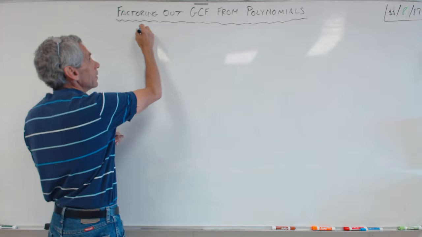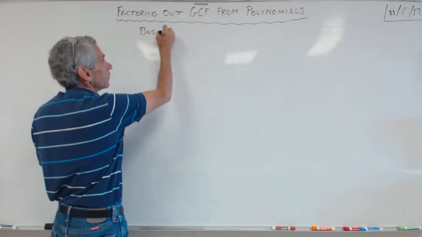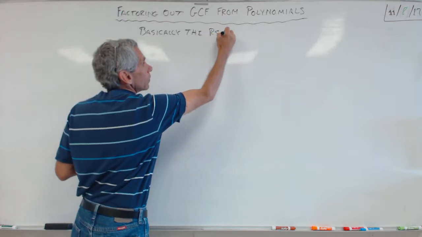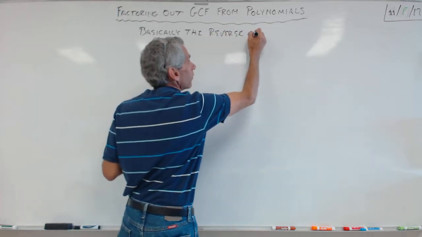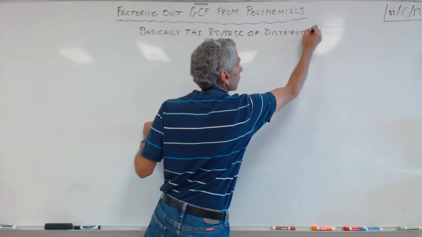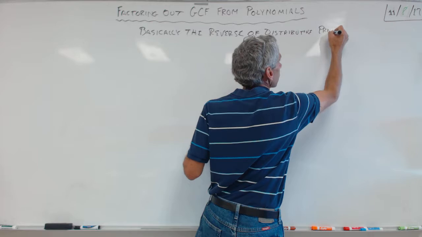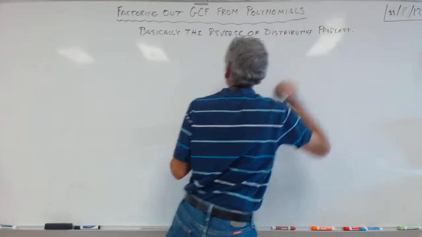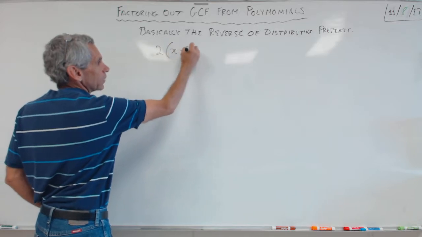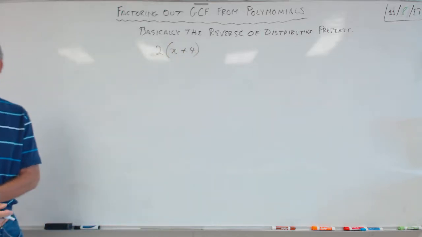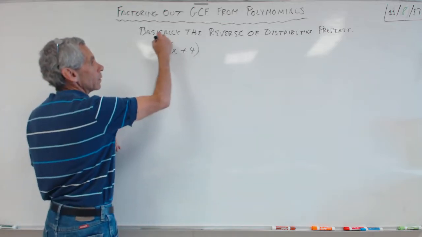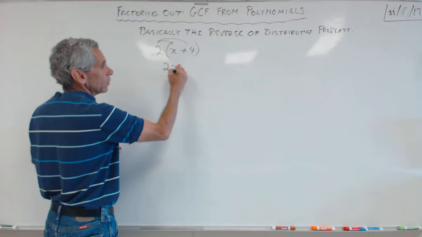This is basically the reverse of the distributive property. Okay? So for example, the distributive property says this: 2 parentheses x plus 4. What would that give me? 2x plus 8.